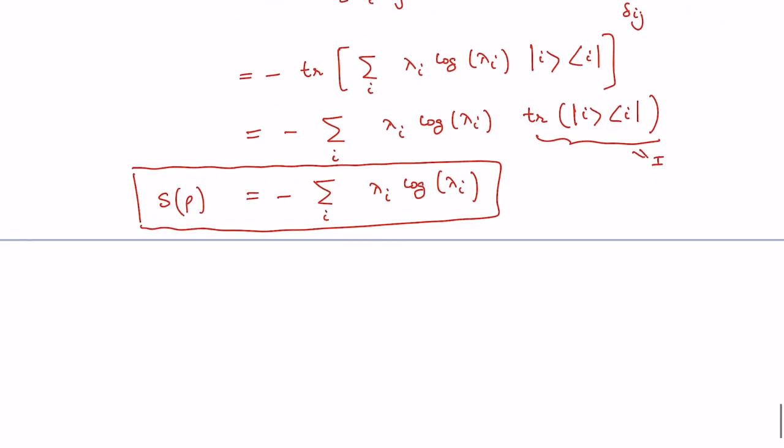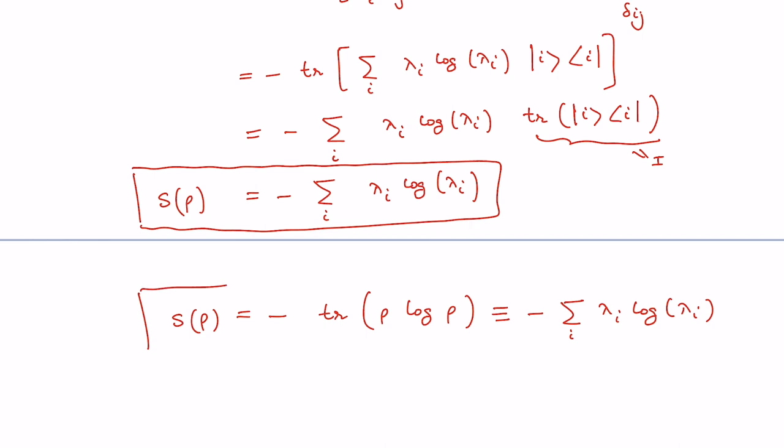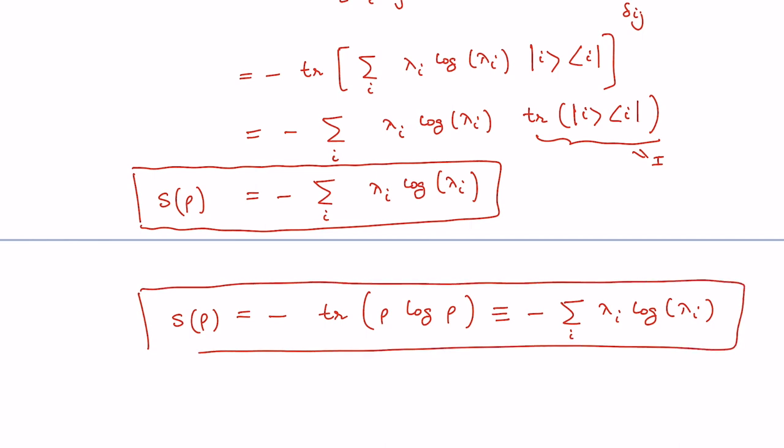So the von Neumann entropy is given by this expression. I hope it is clear to you. Let me write it once again. The von Neumann entropy formula, minus trace of rho log rho, can be written as minus the sum over i of lambda_i log of lambda_i, where the lambda_i are the eigenvalues of the density matrix rho.